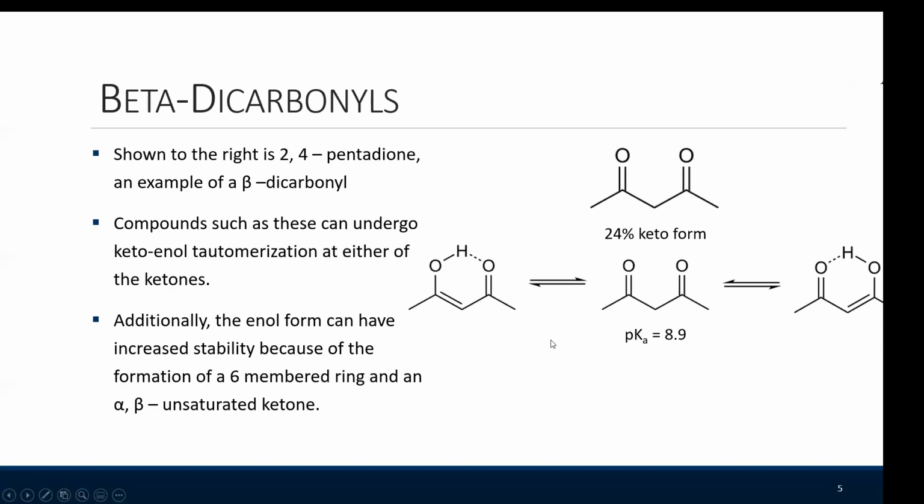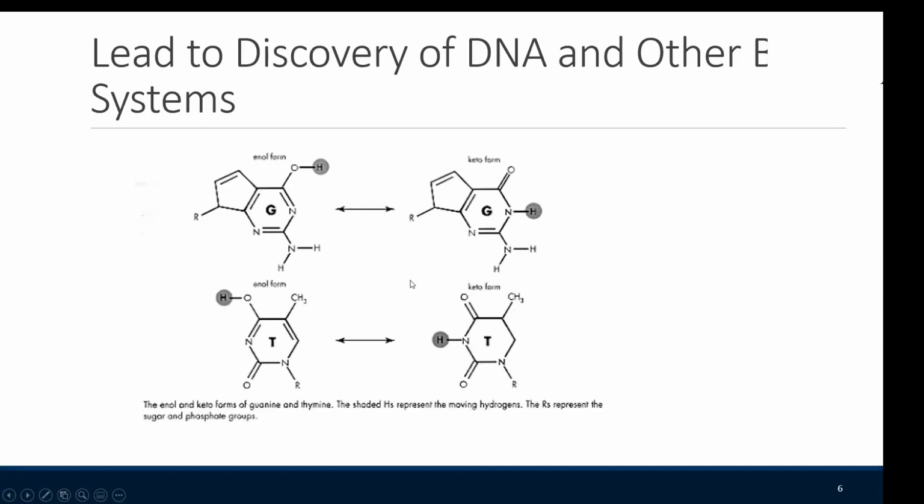And this is important, especially in biochemistry, because if you look at the DNA structure, there is a lot of enol-keto tautomerization there. So this is a guanine, and this is thymine. These are the elements for DNA. And if you look at the structure here, this particular structure here, it's an enol form, right? And here it can transfer to a keto form.